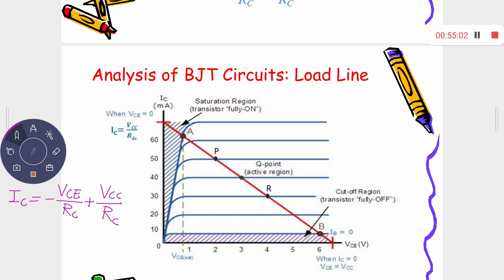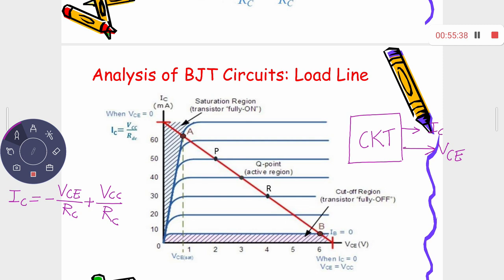Now, I don't know whether it's a transistor or any other device. Suppose there is a circuit. I don't know what is there inside. I observe two parameters, IC and VCE. I observe the output current and the output voltage. I'm having something unknown to me. I am just finding out what is my collector current and what is my collector emitter voltage.